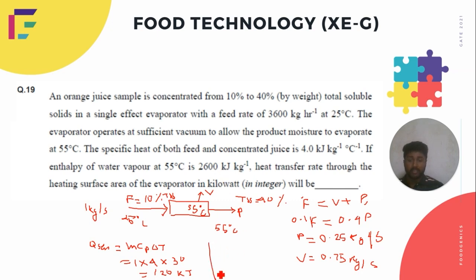So now the heat involved is the latent heat, that is equal to mL. So the m is given, or we have calculated it, as 0.75, and L is 2600 kilojoule per second. So the total amount of heat by adding both of them is equal to 2070 kilojoule per second, which is equal to 2070 kilowatt.